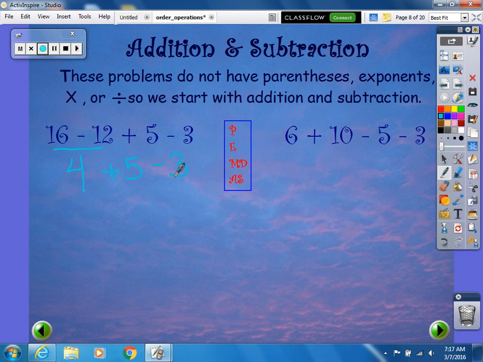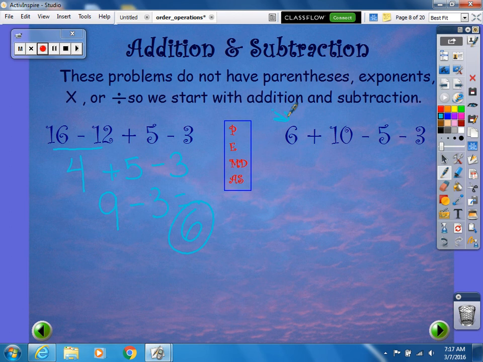What do we do next? You should have thought in your head or said 4 plus 5. Well, what is 4 plus 5? You should have had 9 minus 3. And when you solve 9 minus 3, what do you come up with? You should have come up with 6. Go ahead and solve this problem on your own. And you can pause the video.